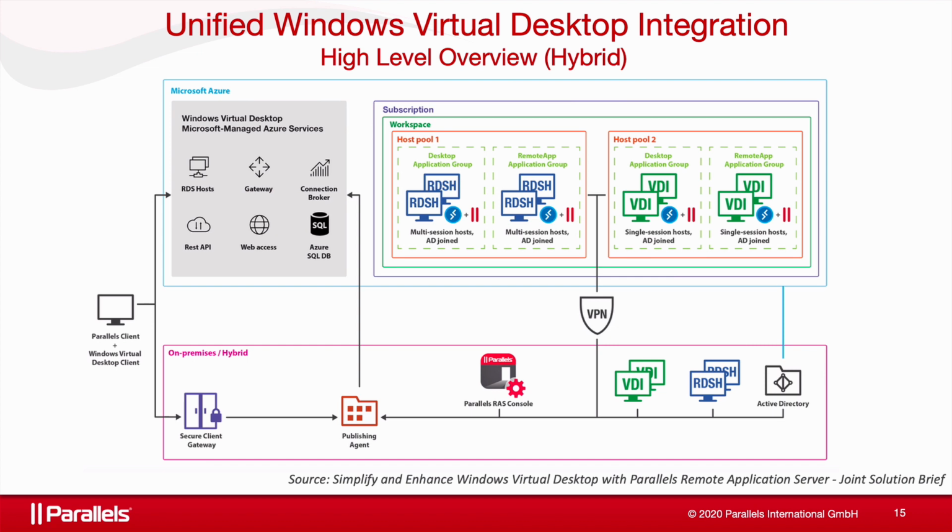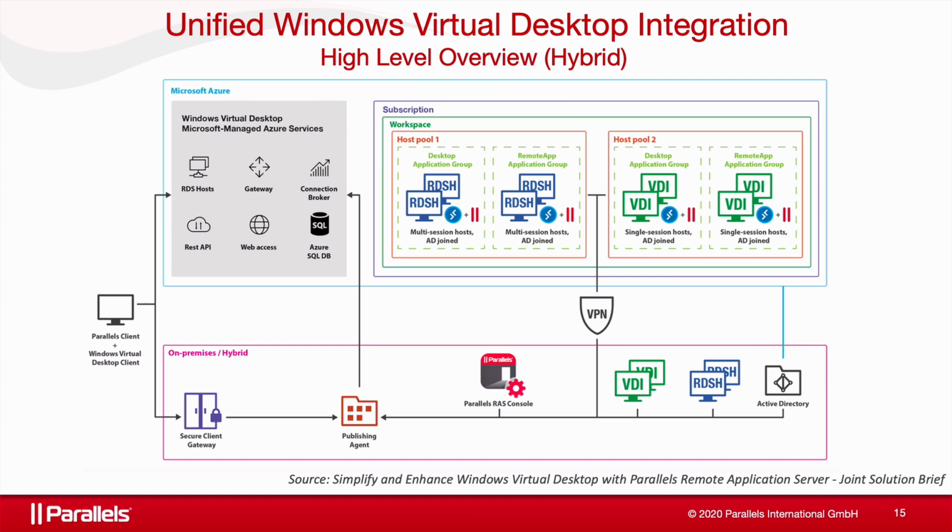So how does it work in a hybrid environment? Listen, you can do on-prem only, you can use Azure only, or hybrid. Of course, Azure only and hybrid would support WVD. And when we integrated with Microsoft, we're using Windows Virtual Desktop, Microsoft Managed Azure Services, RD session hosts, gateways, connection brokers, Azure SQL DB, web access, and of course the REST API. So the Parallels RAS client, when you have your publishing agent and secure client gateway connecting to existing resources and talking to AD, would be similar to talking to the Windows Virtual Desktop client.